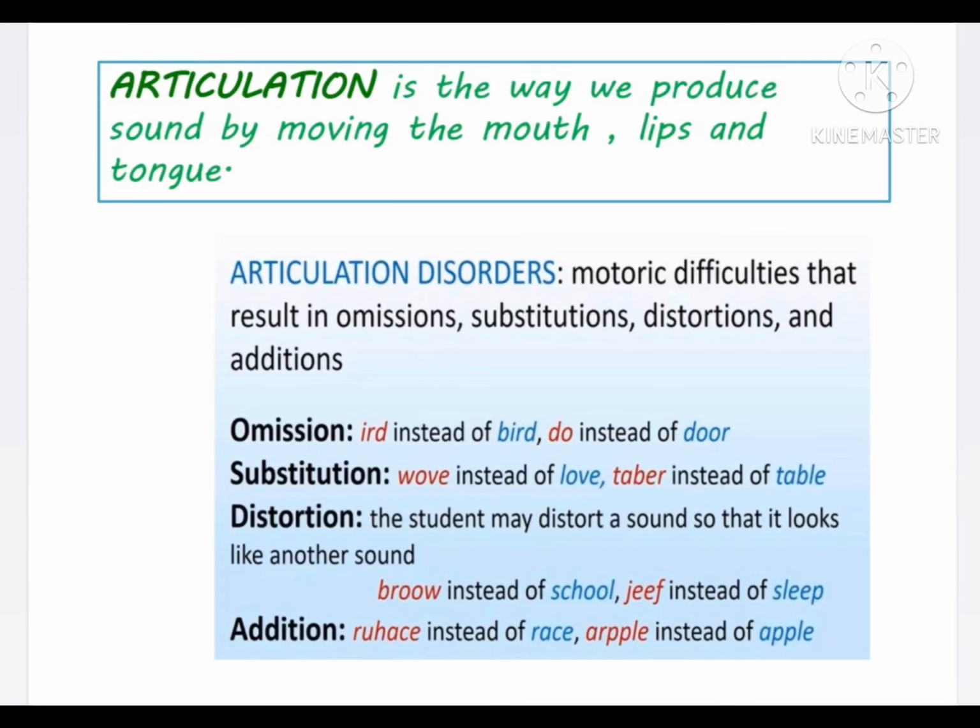Omissions, for example, are erd instead of bird, do instead of door. For substitution, wove instead of love, tabor instead of table. For distortion, the student may distort a sound so that it sounds like another sound. Example, bro instead of school, jiff instead of sleep. Then addition, for example, race instead of race, apple instead of apple.